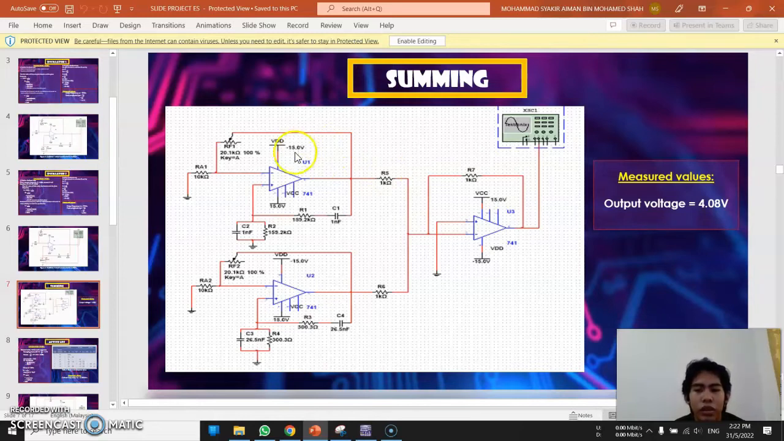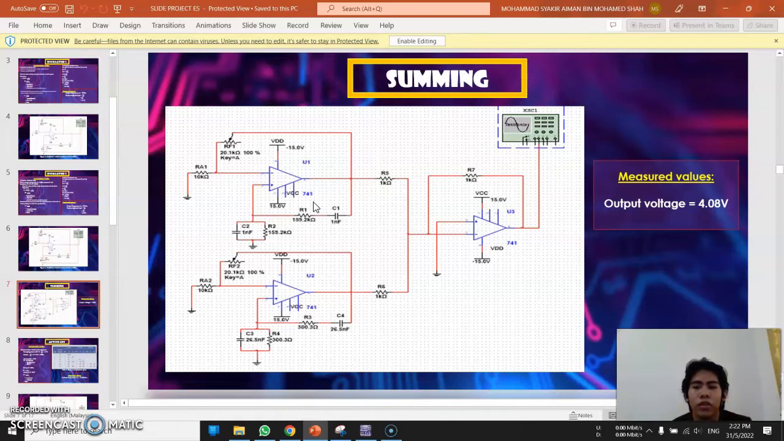If we add more resistors to the input, each equal in value to the original input resistor Rin, we end up with another operational amplifier circuit called a summing amplifier. For example, we construct this circuit.